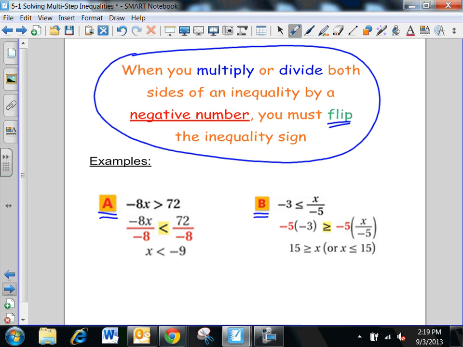On example A, we're dividing both sides by -8. Since we're dividing by a negative number, I'm going to flip from a greater than sign here to a less than sign here. And so my answer would be x is less than -9. The same thing on example B. On this example, I'm multiplying both sides by -5, and so I'm going to flip from less than or equal to greater than or equal to. So there are two good examples. This would be the best answer for example B because the variable is on the left.